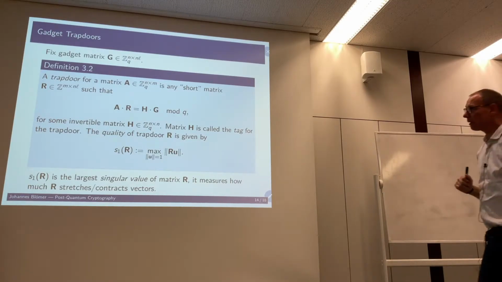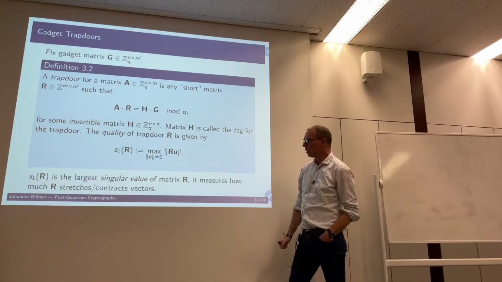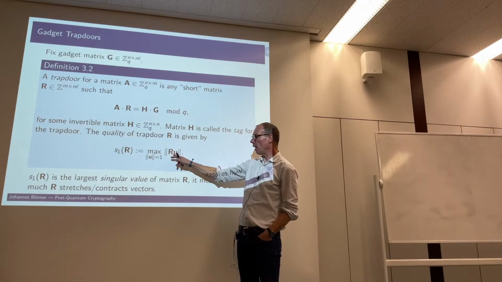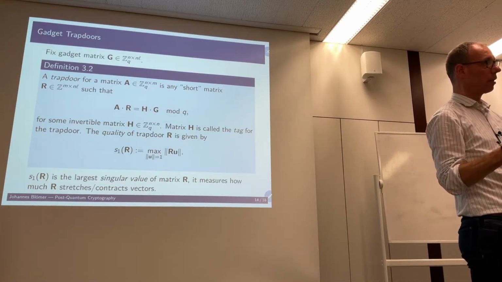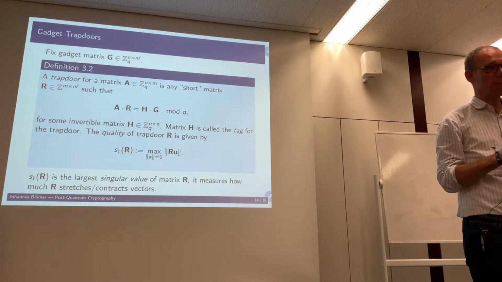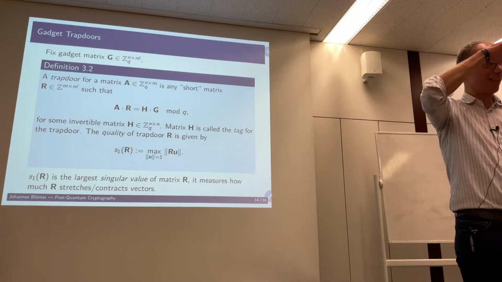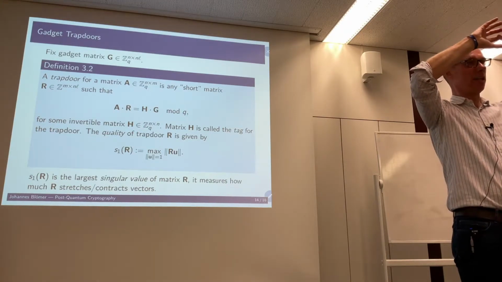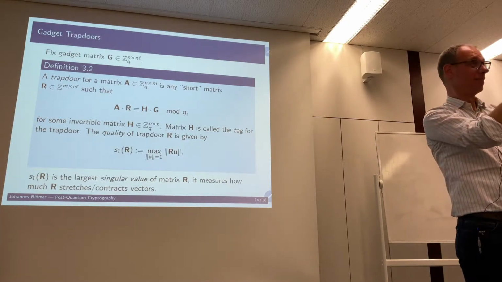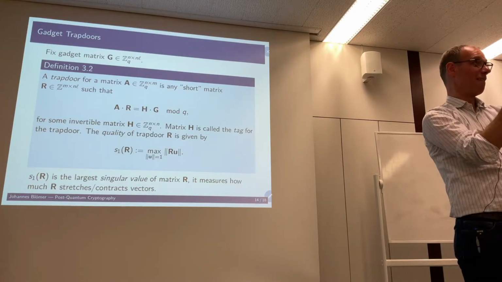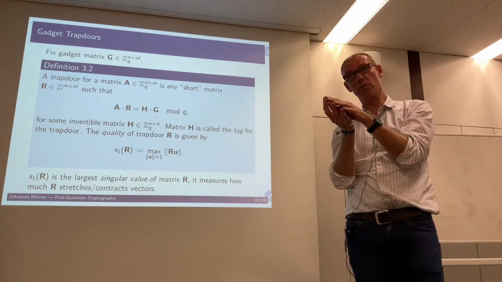And the quality of such a trapdoor is given by this parameter, which is the maximum length of a vector R times U, where U is of unit length. Okay. This maximum really exists. If you remember analysis, U with length of U equal to 1 is the surface of an n-dimensional sphere, which is compact. R is continuous. Every continuous function on a compact domain has a maximum and a minimum.